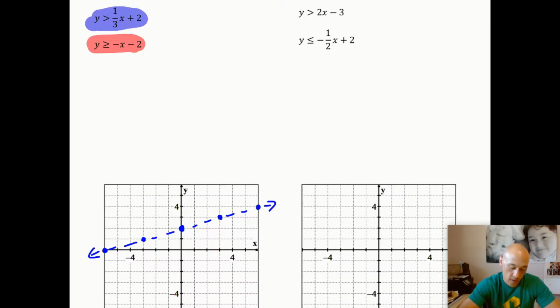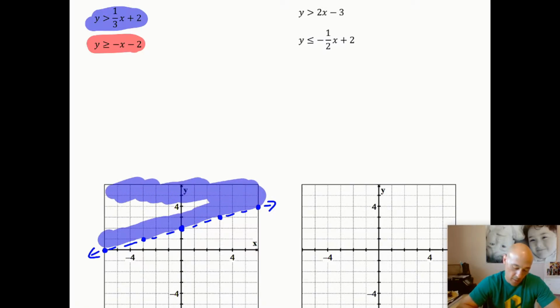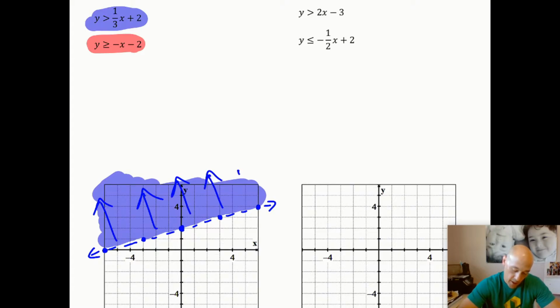And now we can see that it's y is greater than, so we will shade above that line. And I don't have to go right up next to it or be perfect. You just need to get the point. And again, if you need, you can do arrows like this. And that's going to be important later, you'll see.